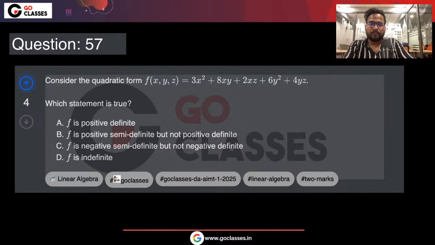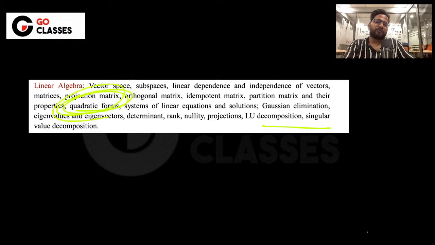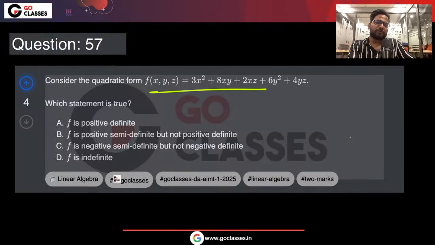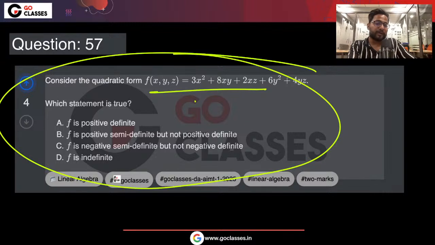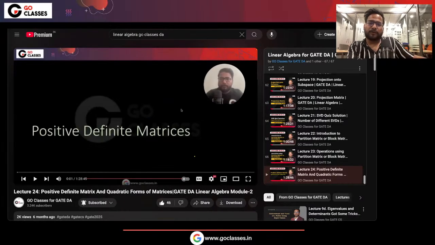Like, for example, rank nullity. Is this mentioned? Yeah, right. Quadratic forms. So this is mentioned here in the GATE official syllabus also. So these kind of questions could be asked, right? They are saying, given this quadratic form, whether this is PD, I mean positive definite, PSD, positive semi-definite, and so on, right? So maybe you can see this particular lecture regarding the quadratic forms and the positive definite.